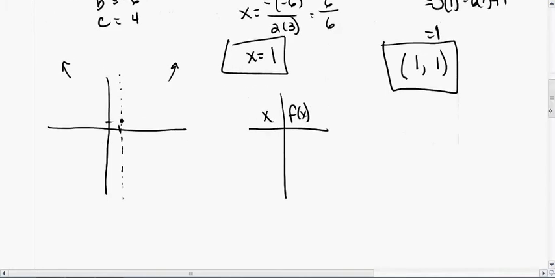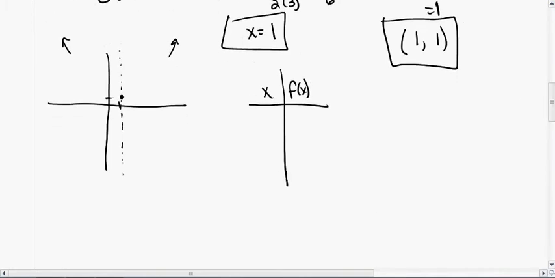And I want to remember that my graph is symmetrical. And it's going to be symmetrical around that vertex, around 1, 1. And I want to find some points that are on either side of that. So 0 is probably pretty good, and 2 is probably pretty good, -1 and 3 are also probably pretty good. And if I find one set, I'm going to automatically know the other set because of symmetry.